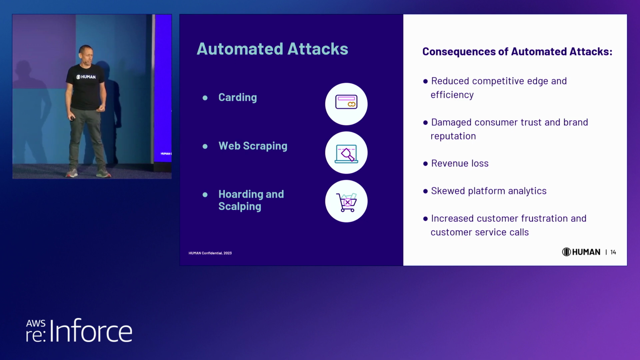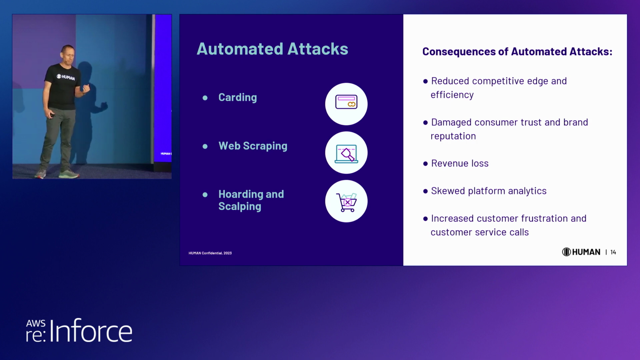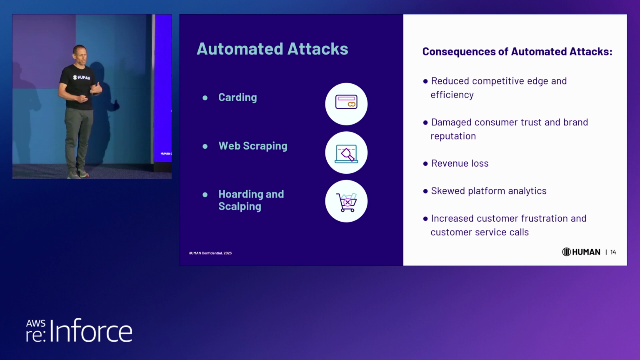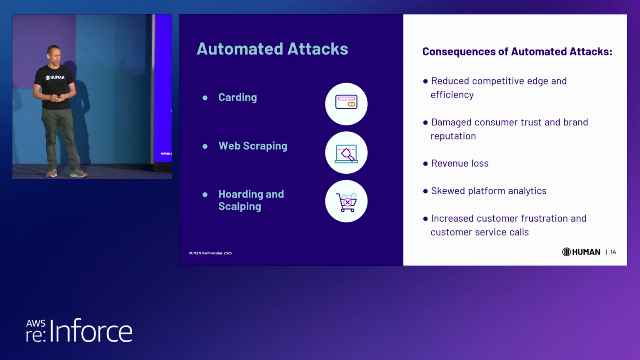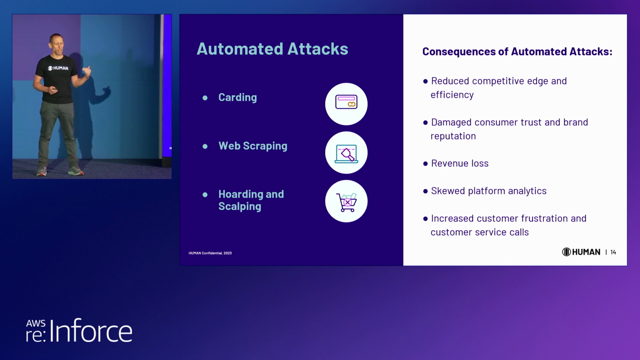For automated attacks, with examples right here, some of the consequences: these are bots hitting your websites, so it's reduced competitive edge and efficiency. You have to serve traffic to all of these bots, so you need to scale up your site, which obviously costs money. And then competitive edge, because your competitors can see your pricing and your product catalog and match everything you're doing. Next is damaged consumer trust and brand reputation, because a lot of the solutions that aren't quite as surgical as we are will end up blocking a lot of your real users.